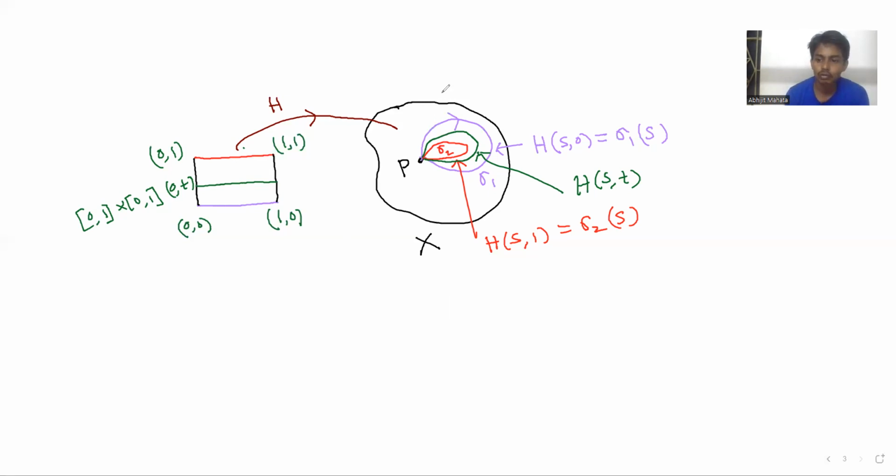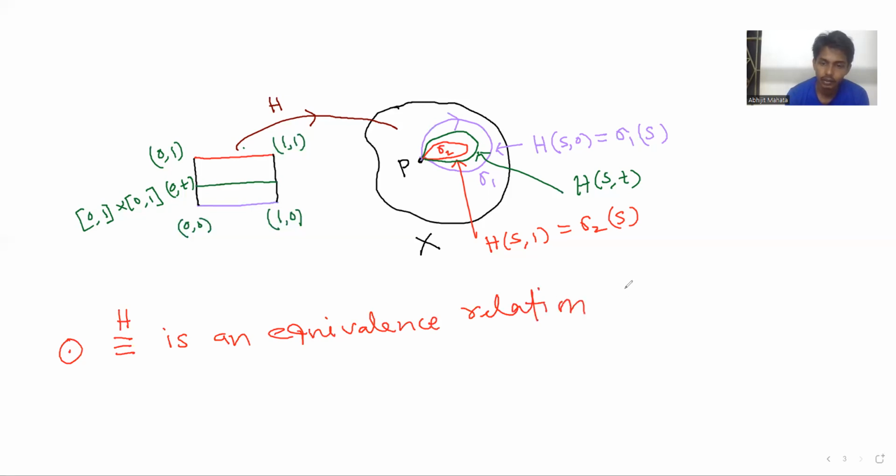Now it is to be noted that this relation, this is the checking part, is an equivalence relation on the collection of all loops at the point P. I leave this as an exercise, otherwise it will take a little more time, and I do not want to spend time on it. It is a very trivial fact. Just check that it is reflexive, symmetric, and transitive.